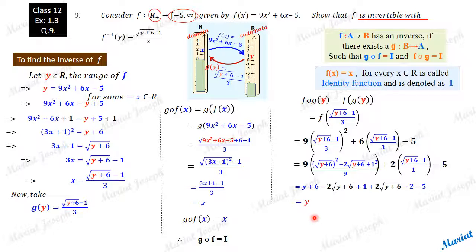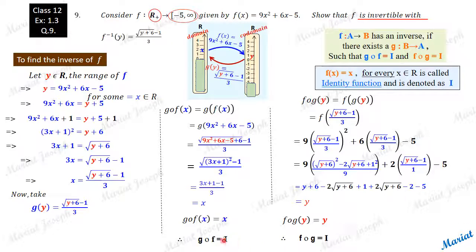That means FOG of y is equal to y itself. That means FOG also is acting like identity function. FOG is identity function. GOF is identity function. Well, satisfying the definition of inverse.